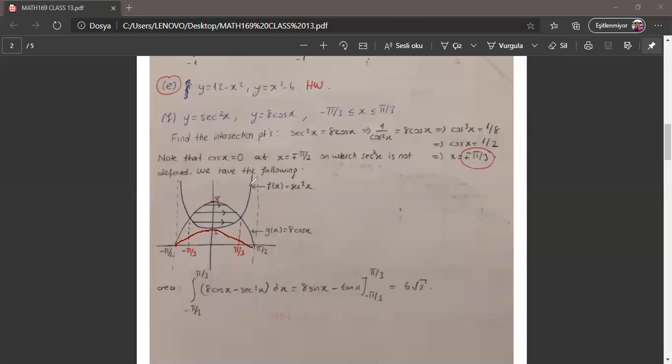This is the symmetric graph with respect to this line, as I said before, using this equality, okay? And this is 8 cosine x, okay? We only multiply the image of the graph, okay?